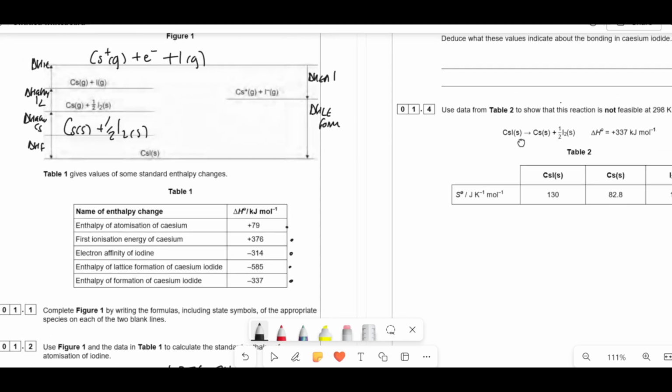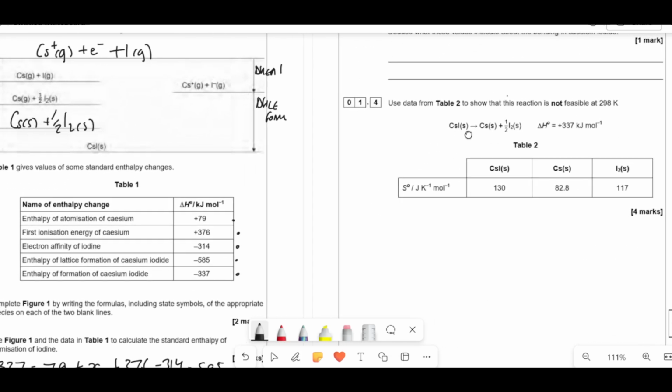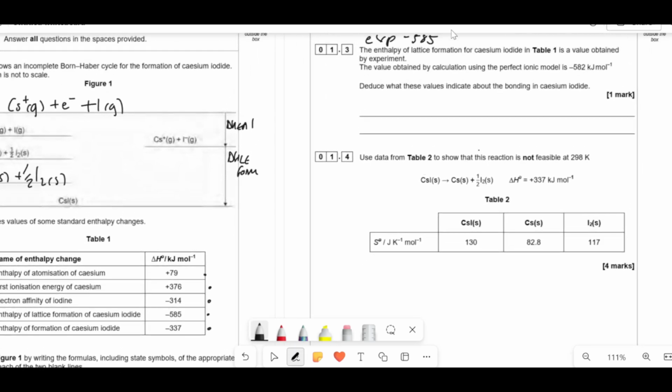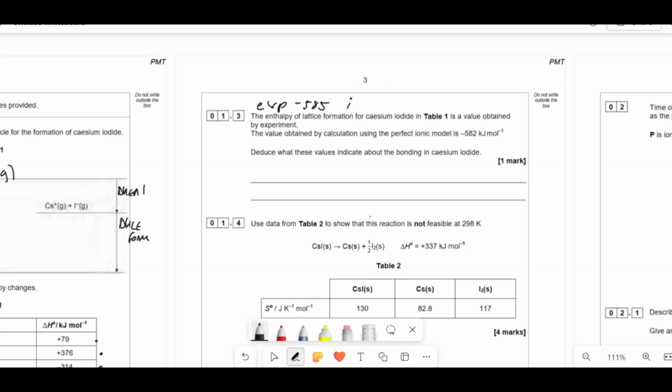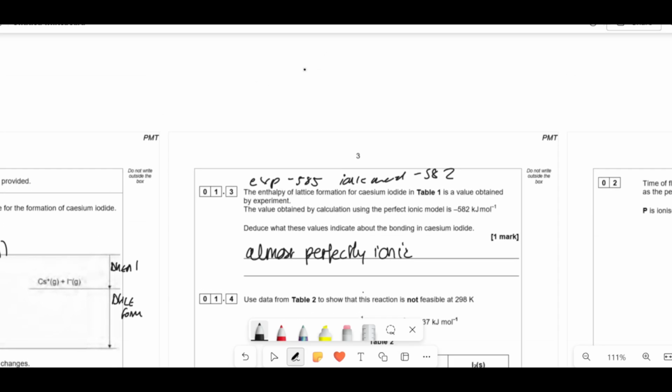If we look at the experimental one, they're saying minus 585, but then for the ionic model, so theoretical, it's minus 582. You can see that they're quite similar, so that means it's almost perfectly ionic, or purely ionic. So just a quick revisitation of this topic. When you're assuming something's purely ionic, you're assuming a positive ion and a negative ion. They're both spherical and there's no polarizing. So this is perfectly ionic.